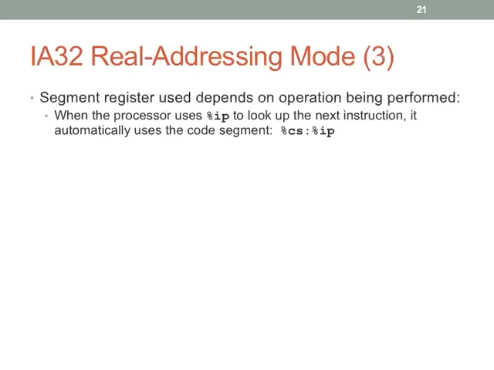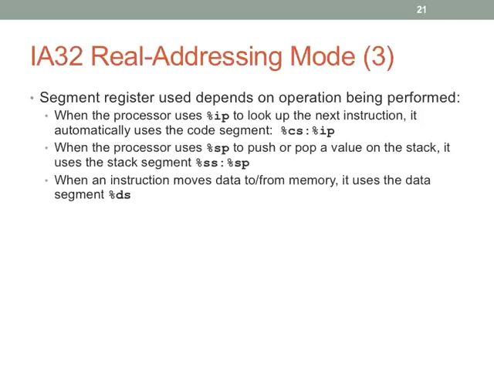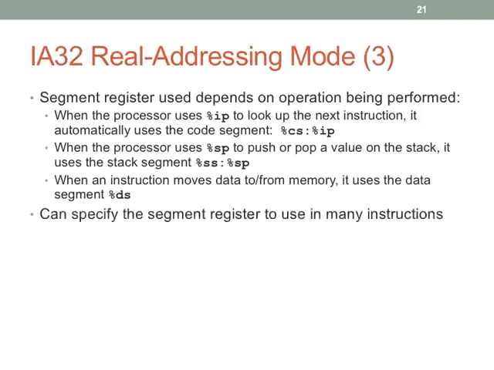So the segment register that you use depends on what operation you're performing. Clearly, if you're using IP to look up an instruction, it implicitly uses the code segment. If you use push, pop, pusha, pushf, popf, then it's going to use the stack segment register. If you do anything with memory, it's going to use the data segment register. But you can also specify the segment register. Or another really clever idea is to set them all to be the same segment so you don't have to care, which is what I usually do.